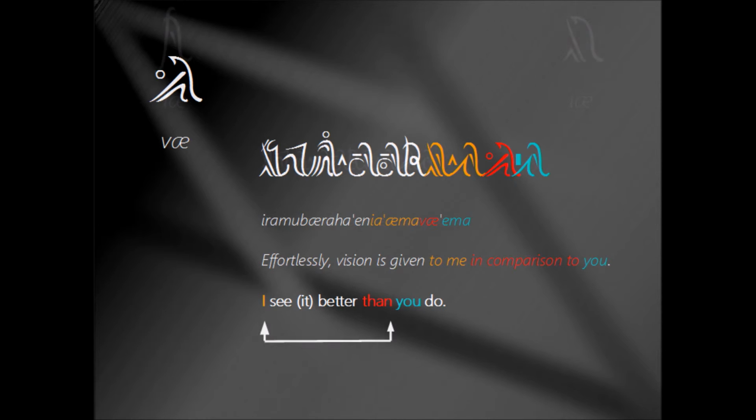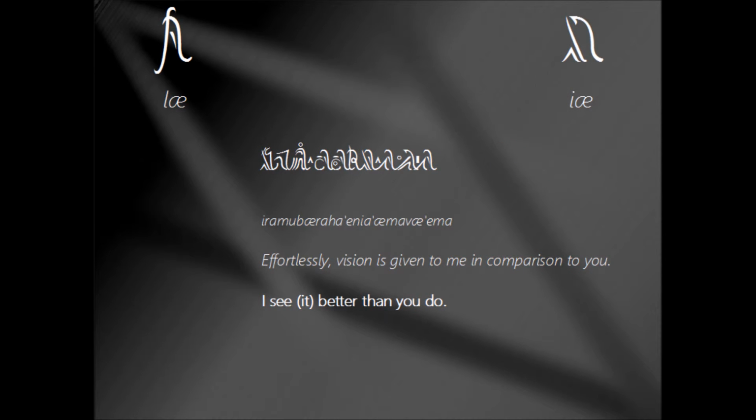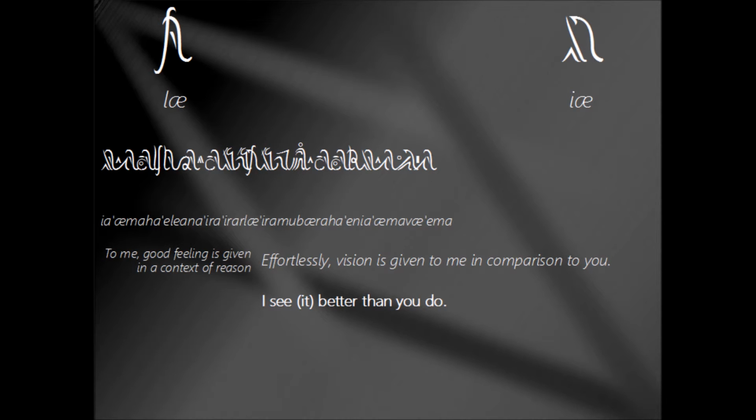Right? From there on, we talked about how to create subordinate clauses by means of 2 particles we called the sentence bracket. Let's prefix another sentence to our current one. Ya aima ha Eliana ira means good feelings are given to me, or, in proper English, I feel well. Behind that is a modifier particle, ir, and the word for cause or reason, ar. Context of reason simply means because. We then have the particle lai to indicate the start of a subclause, and since we opened a bracket, we have to close it again afterwards.